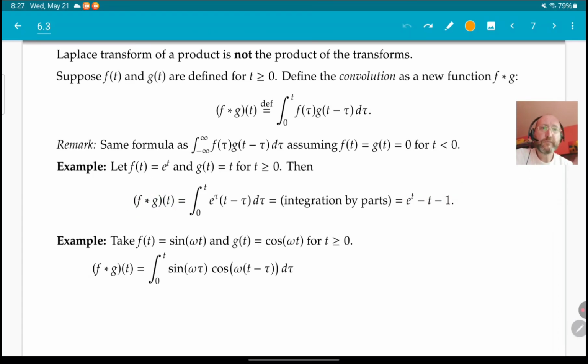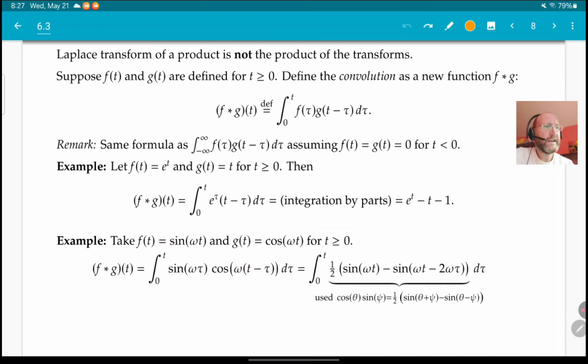All right. Now let's do sine of omega t and cosine of omega t. Omega is some constant. Again, for positive time. So again, we just plug in. This t becomes the tau, and this t becomes the t minus tau, and we integrate. This one is easiest to do by changing it via this trig identity. So the inside is just equal to this.